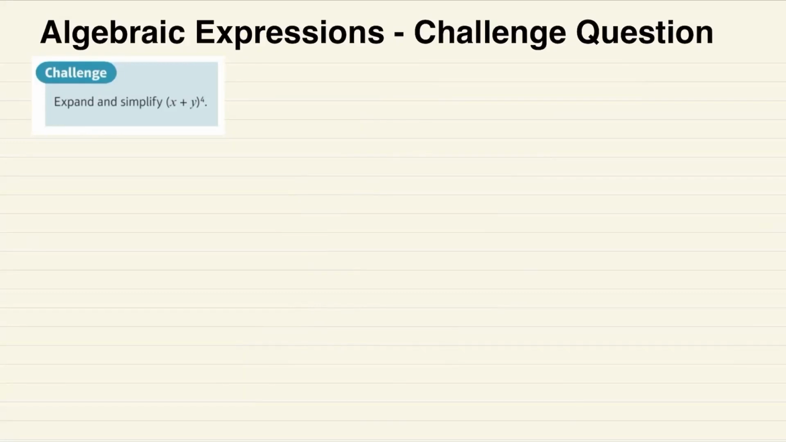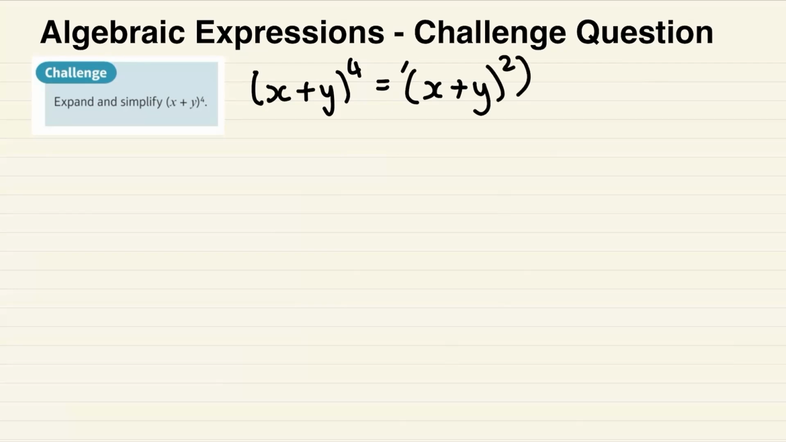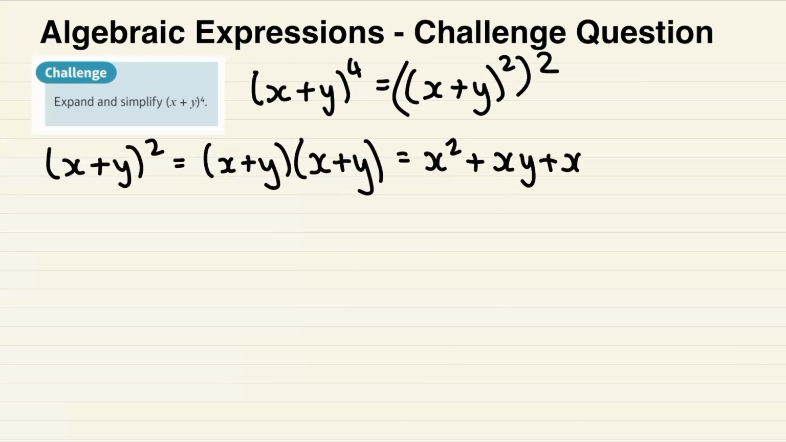For this first question, we have a quadruple expansion of x plus y. Let's rewrite this as (x plus y) squared, all squared. First, we expand (x plus y) squared, which is x squared plus xy plus xy plus y squared, which simplifies to x squared plus 2xy plus y squared.